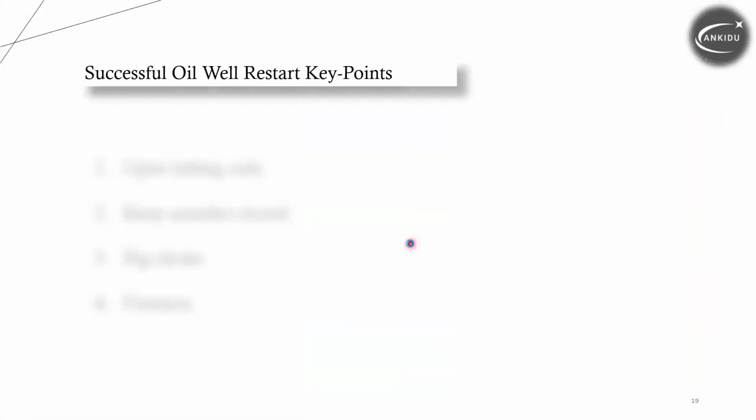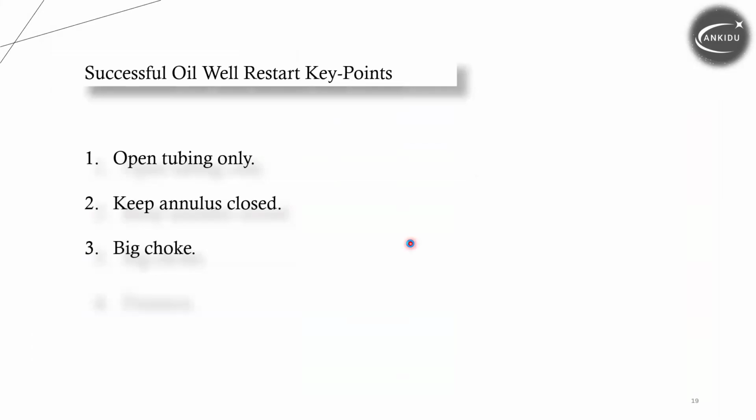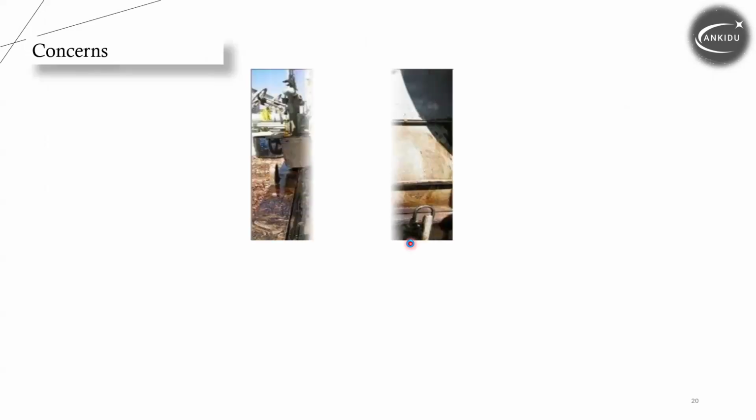Okay. Successful oil restart key points. Open tubing only. Keep annulus closed. Big choke, and be patient. Why? Sometimes it takes time. So you need to be patient to have the right results.